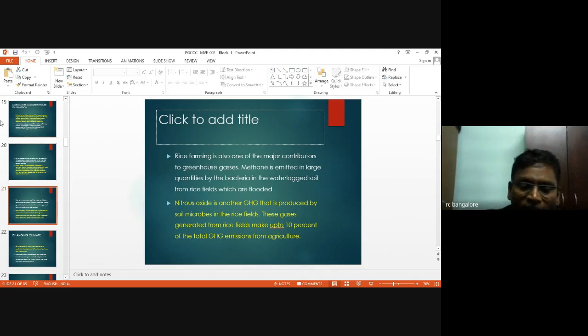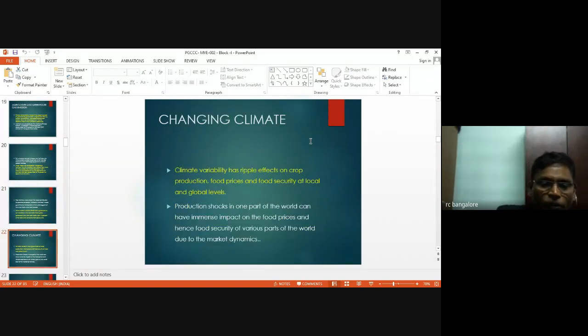Nitrous oxide is another greenhouse gas produced by soil microbes in the rice field. These microbes present in the rice field convert nitrogenous fertilizer into nitrous oxide. This gas generated from the rice field makes up to 10% of the total greenhouse emission from agriculture. So again, the rice field contributes to greenhouse gas addition into the environment. Climate variability has a ripple effect on crop production, food price, and food security at local and global levels.